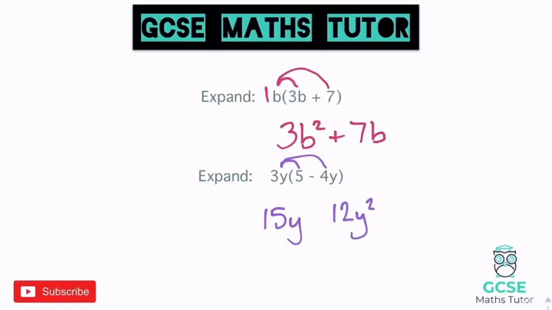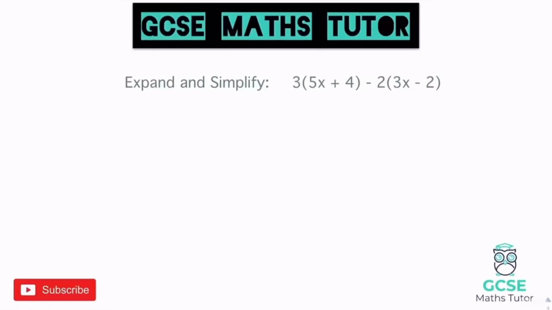And then again, copying that symbol as a negative. Expanding and simplifying two brackets. So we'll expand these separately. So let's have a look at the first one. So 3 times 5 is 15, and 3 times 4 is 12. So we have 15x plus 12.